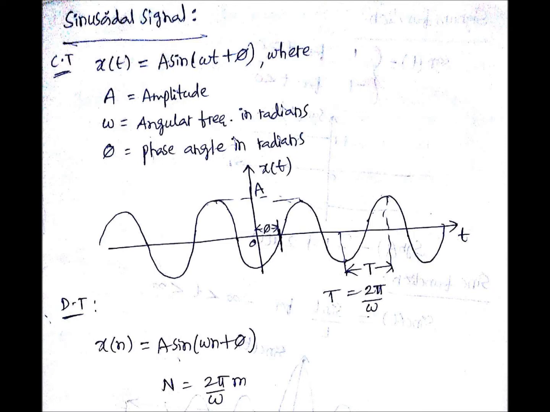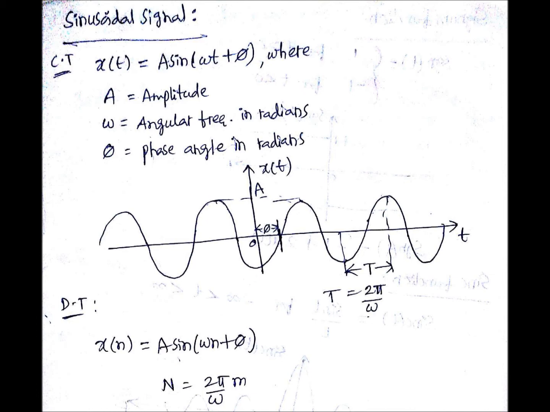So now coming to the sinusoidal signal, in continuous time domain x of t is A sine of omega t plus phi, where A is amplitude, omega is angular frequency in radians, and phi is phase angle in radians. And the waveform is mentioned there, and you observe the phase angle there. That is the phase shift from 0 to the time at which it is starting from 0 magnitude.